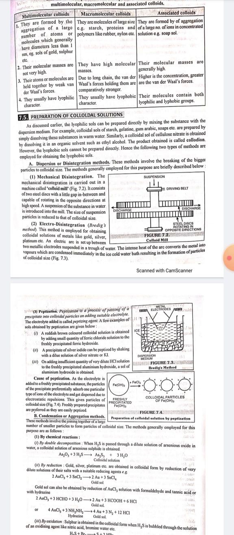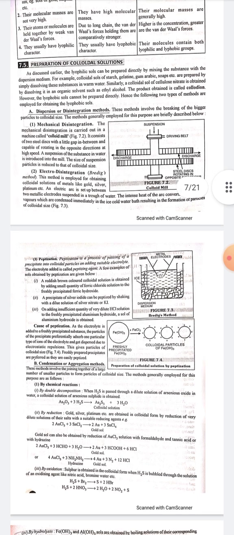Mechanical disintegration is carried out in a machine called a colloid mill. It consists of two steel discs with a little gap in between, capable of rotating in opposite directions at high speed. A suspension of the substance in water is introduced into the mill. The size of the suspended particles is reduced to colloidal size.